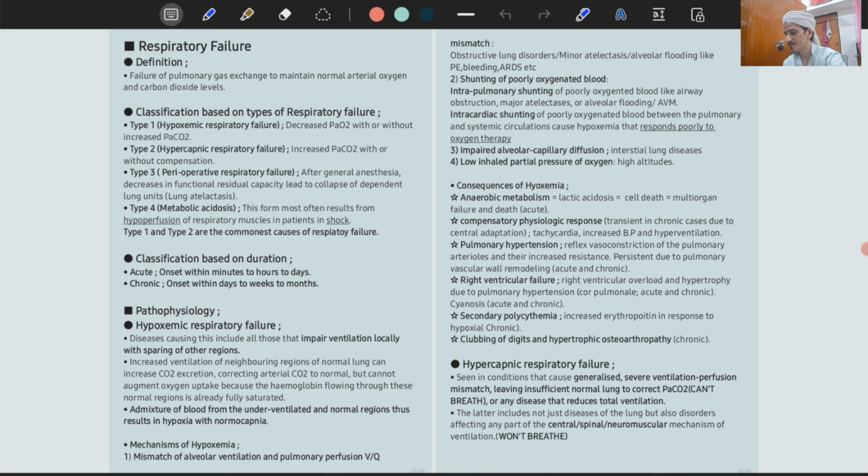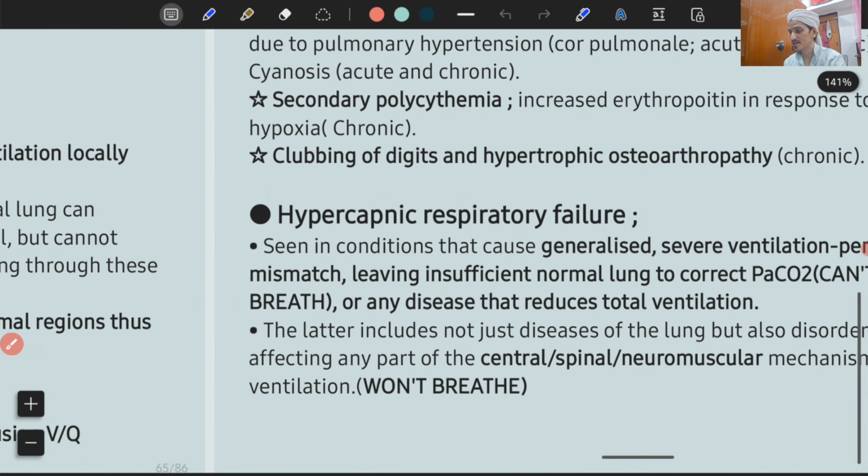Next, coming to hypercapnic respiratory failure.